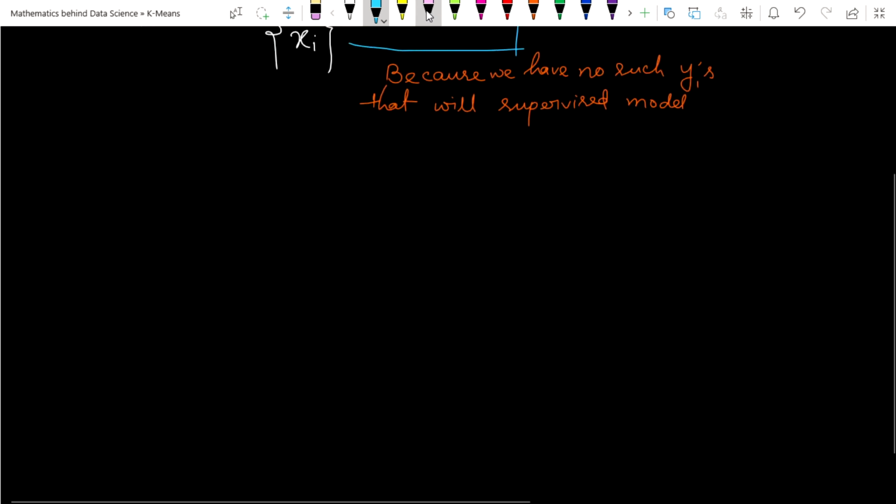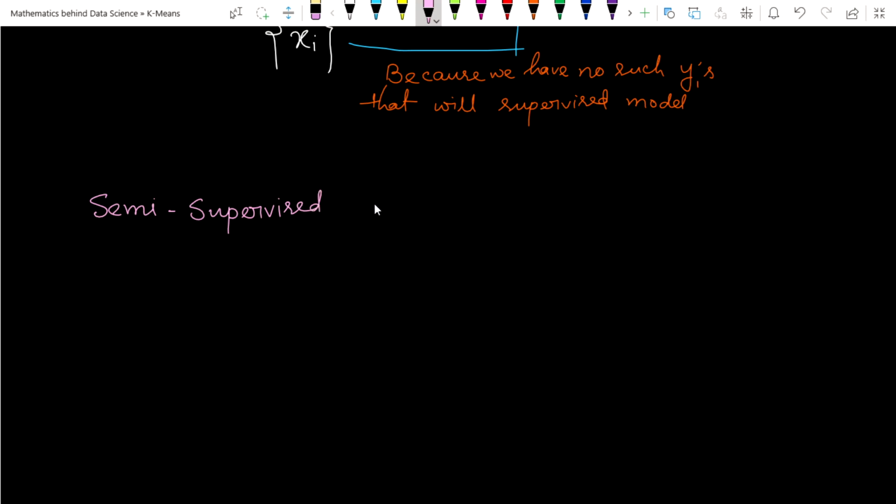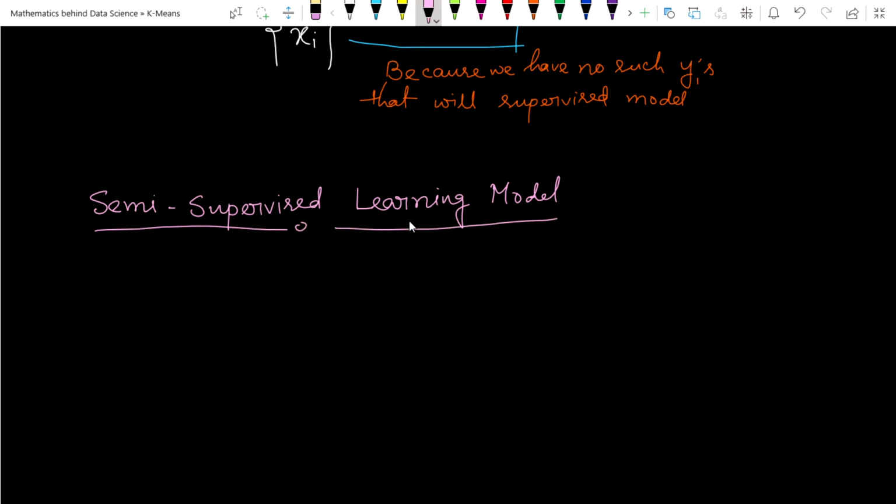Now there is another kind of model. In this series we are not going deep into it, just trying to understand the concept. It is called the semi-supervised learning model. Now let's understand it from an applicable point of view.